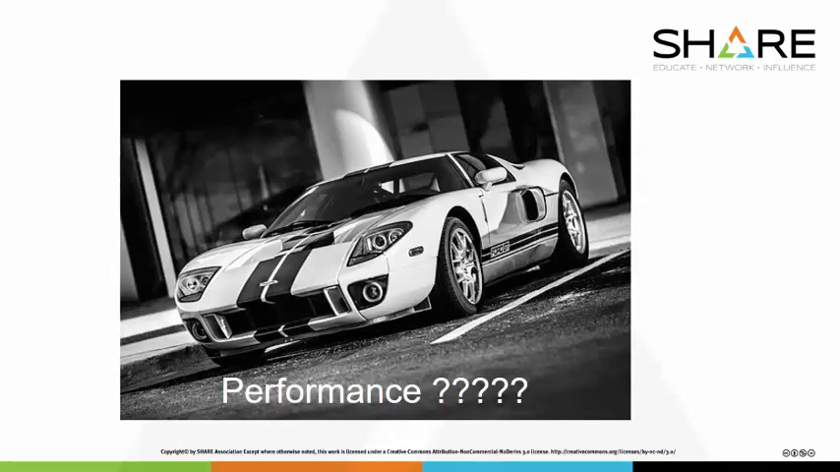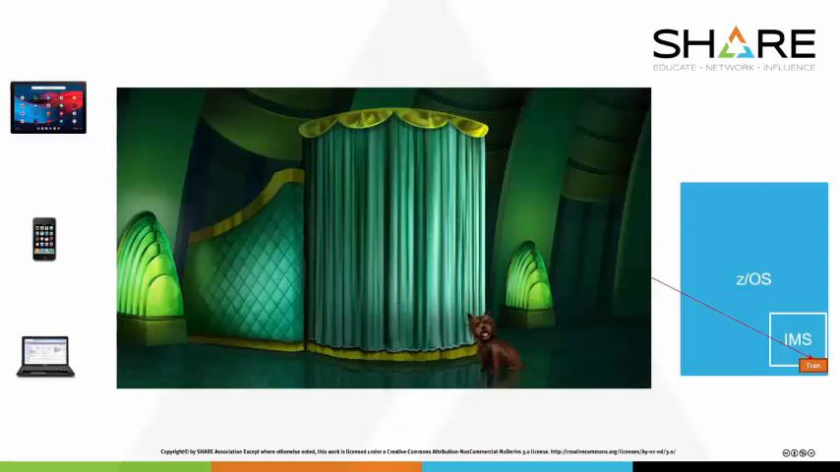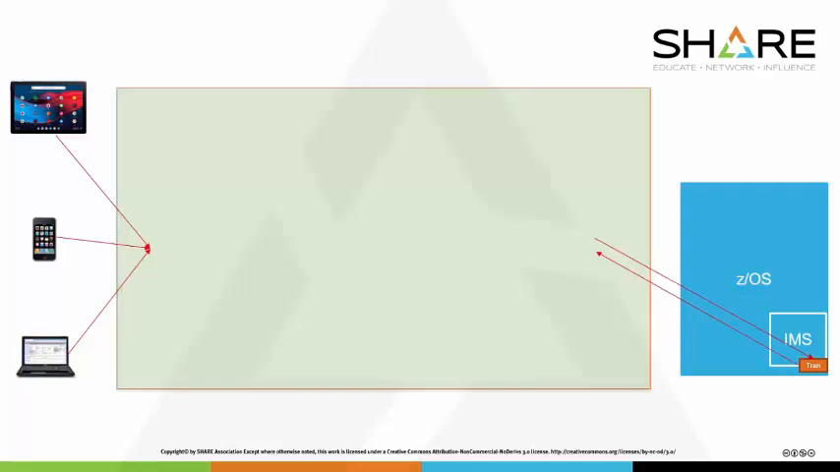So what about performance? We hear all the time, oh, APIs are slow. The mainframe is not slow, but the APIs are slow. And why is that? Let's look at most people's view. On the left, you've got tablets, mobile phones, laptops, whatever. And on the right, you've got the mainframe. Since we're talking about a z/OS mainframe running IMS, in the lower right-hand corner we have a transaction we want to expose to the API. So let's figure out what is inside that box.